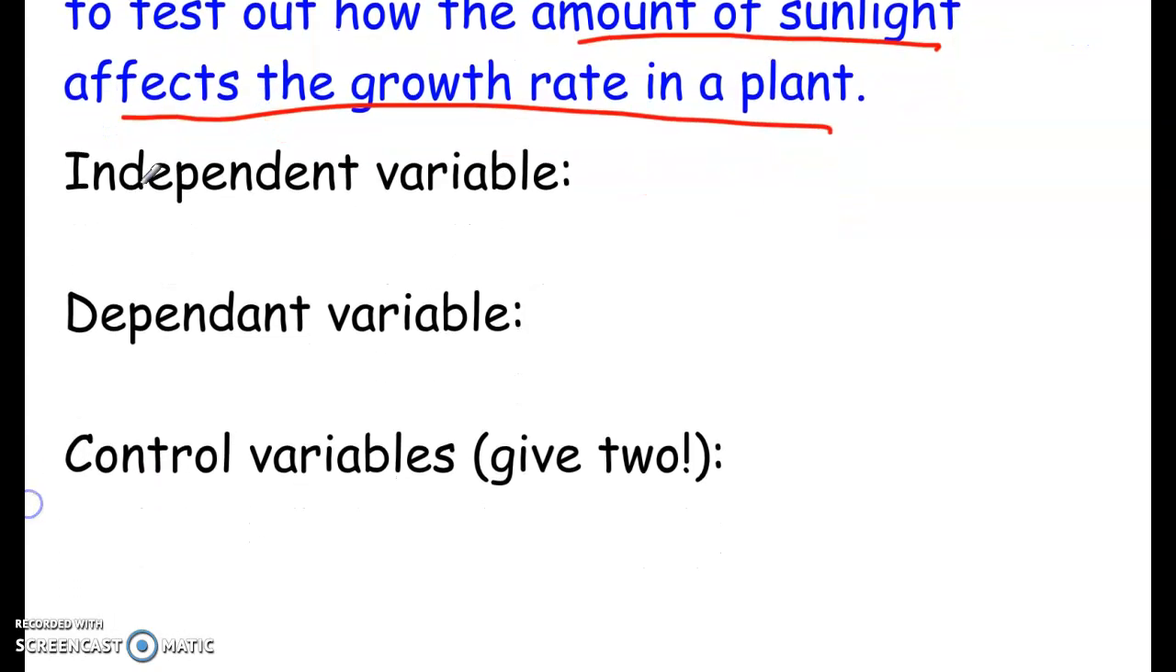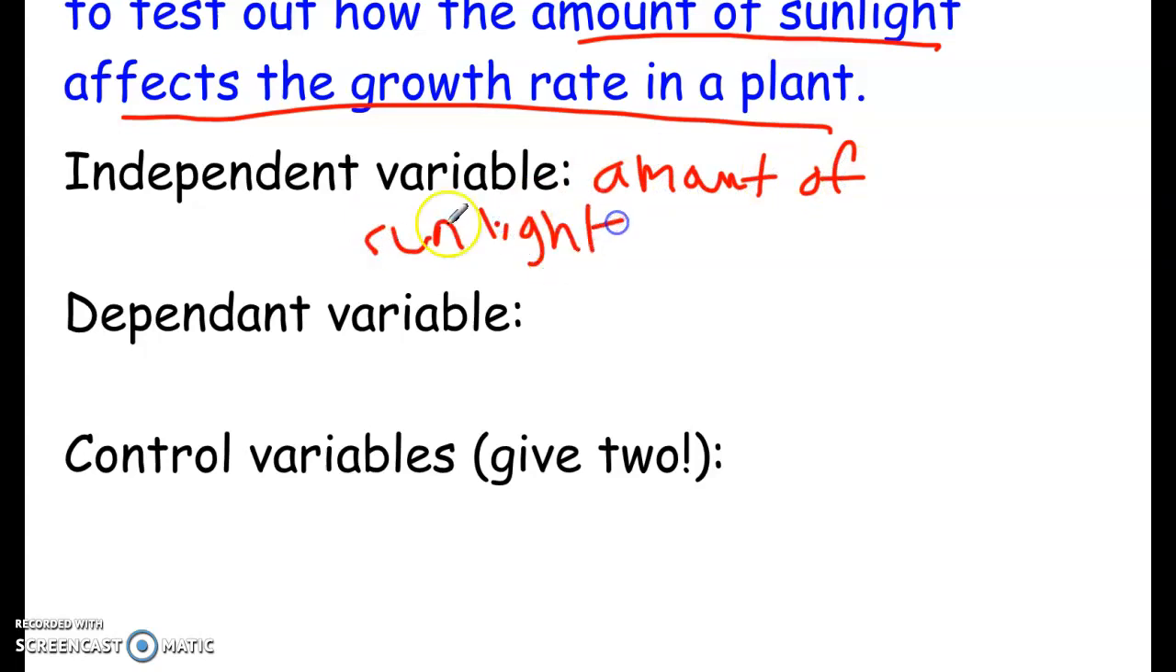Okay, so for the independent variable, this is what you are trying to change. So this is going to be the amount of light, of sunlight, right? We want to know if that's what's going to impact the growth. So of course, the dependent variable, what we're going to be measuring, is the growth of the plant.